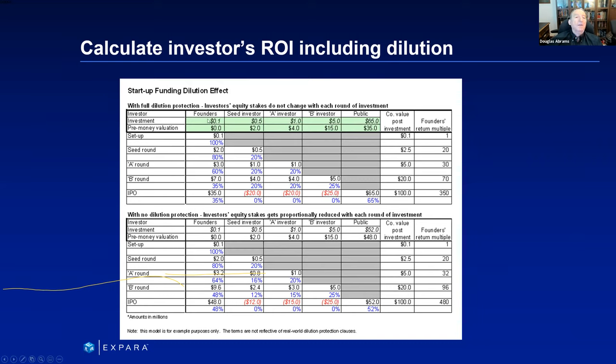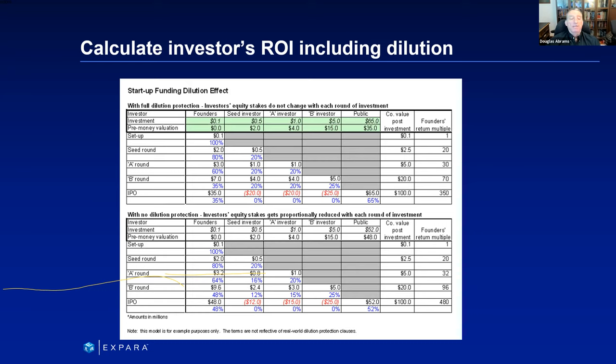Example: the founders put $100,000 into the company at the beginning and got in exchange 100% of the shares. Then in the seed round, they brought in an investor who put $500,000 into the company at a $2 million pre-money valuation, which means a $2.5 million post-money valuation. So the seed investor received 20% of the company in that round. This means the founders' stake in the company decreased from 100% to 80%. They gave up 20%. Now, is that a good thing or bad thing for them?